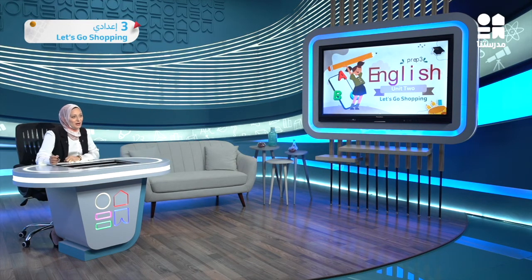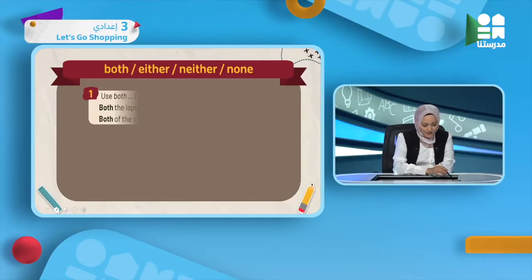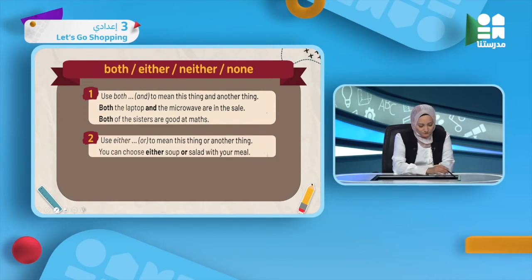Now we're going to have also a new grammar part or language part. We're going to learn how to differentiate between both, either, neither, and none. And we're going to learn the use of each of them. Let's start with both.